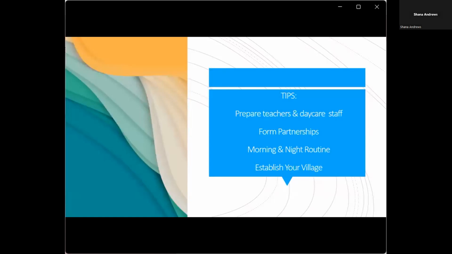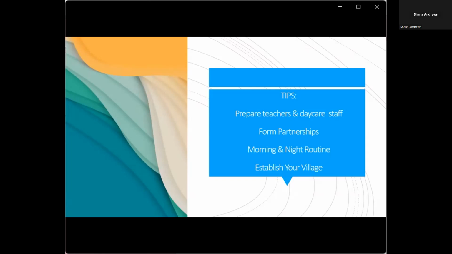So here are the tips. Prepare teachers and daycare staff. You can equip staff with a medication log. You can make them aware of symptoms or signs to look out for, any emergency contact info, etc. You want to make sure that they have all the information needed about your child so that in emergency situations, they know exactly what to do.